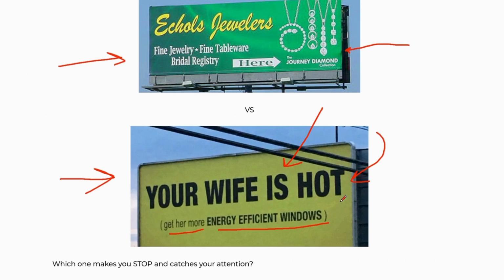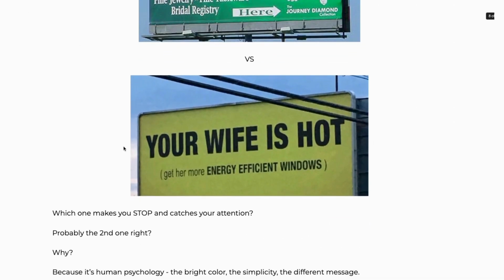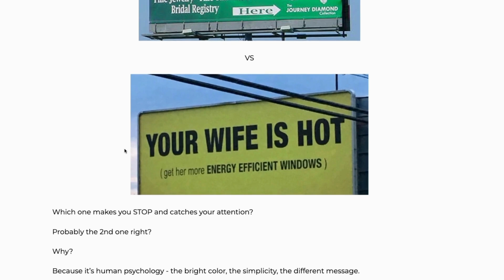And so that way you can have that pattern interrupt, right? This one is probably going to stop you and make you read it and then be like, oh man, that's kind of smart, right? And so that's the reason why ad creative is so important, because in the human psychology, right, bright colors, simplicity, messaging that is different, something that stands out, something that gets us to stop what it is that we are doing, something that gets us to interrupt the pattern of our thinking is going to be what is effective when it comes to direct response ad creative.